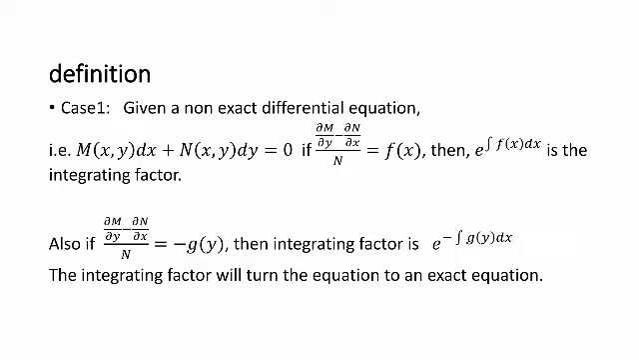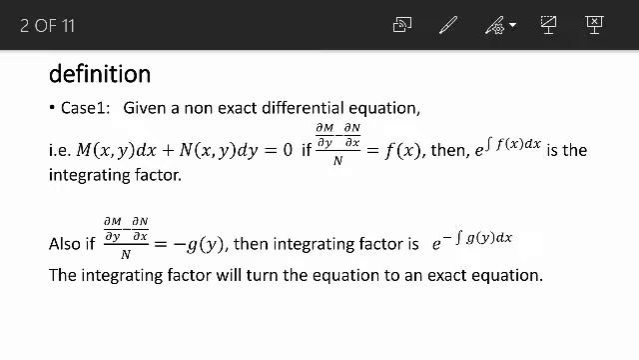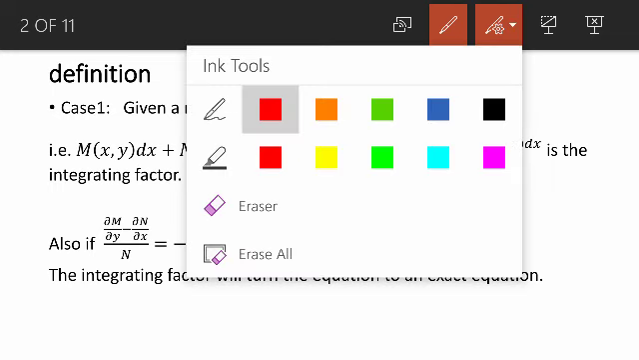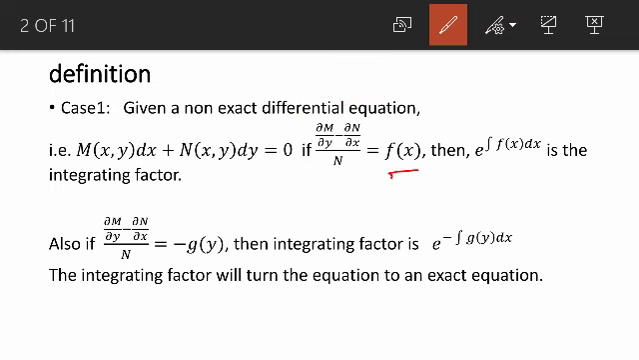Now, by definition, there are different cases, but in this video we are going to be focusing on case 1. Given a non-exact differential equation written as M(x,y) dx plus N(x,y) dy equal to 0, the first condition is that if the partial derivative of M with respect to y minus the partial derivative of N with respect to x is equal to a function of x, then this is the integrating factor.